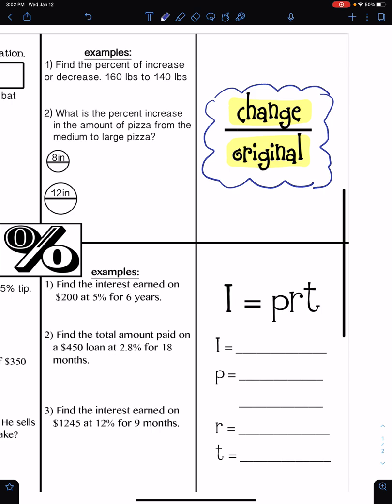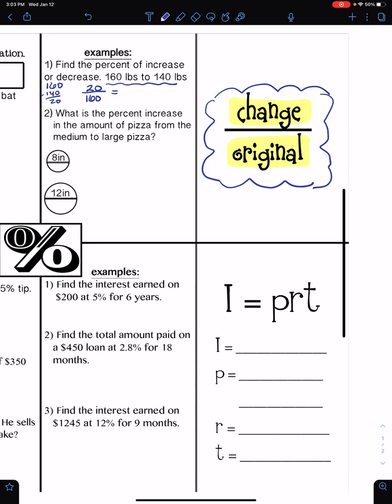If somebody loses some weight here, and we want to know what percent of increase or decrease that is from 160 pounds to 140 pounds, first we're going to find out how much that number changed, and we're going to do that by subtracting. So the weight changed by 20 pounds. That number goes in the numerator, and the original or starting number goes in the denominator. And then we just simply divide it. You can use a calculator if you need to or want to.